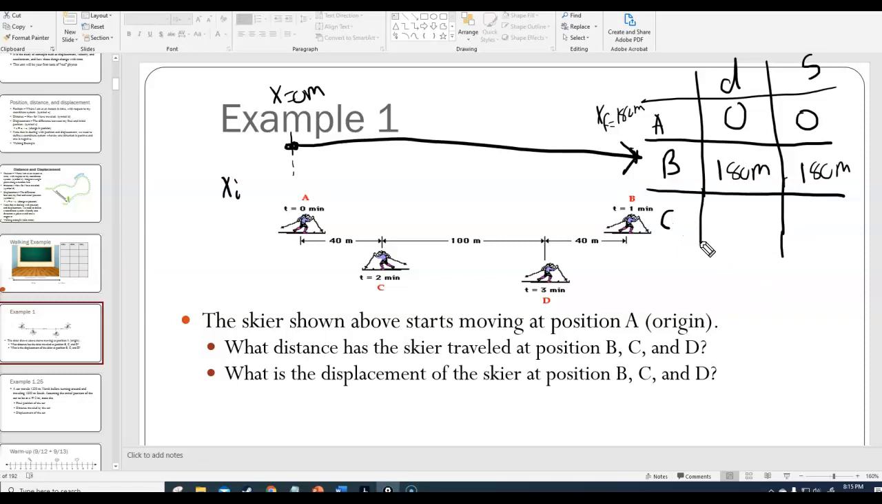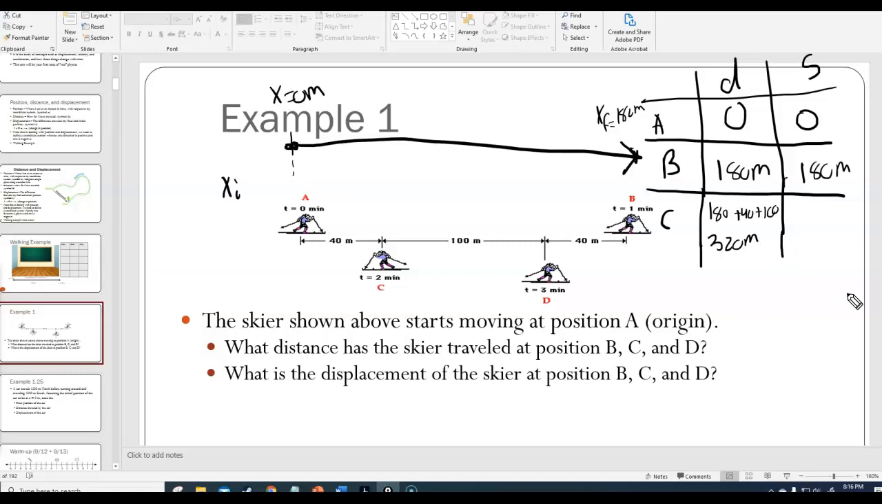Okay, let's take a look at position C. They go from B backwards to C. Keep in mind that their initial position is at A. That is fixed. The initial position doesn't reset when they go to B, so it's not like you're starting over. The initial position was always at A. So to get from B to C, they have to go back 40 meters and then back another 100 meters. So the distance they've traveled is going to be their 180 meters plus the 40 plus 100, and that's going to give 320 meters.